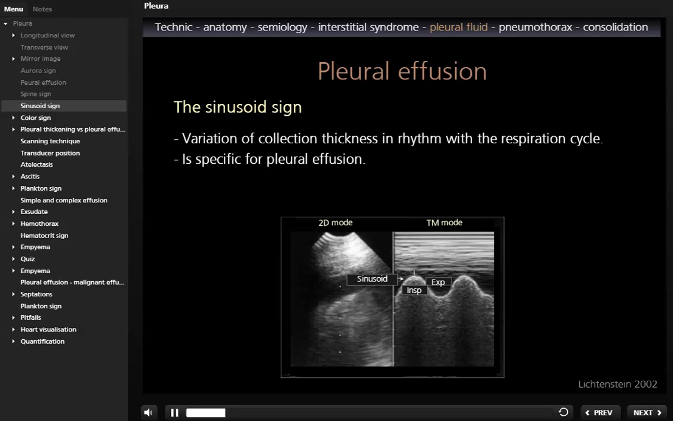The more reliable sign for diagnosing a pleural effusion is dynamic. The collection thickness varies in rhythm with the respiratory cycle. The deeper border moves towards the chest, thus shaping a sinusoid, whereas the superficial border, which designates the pleural line, is motionless.